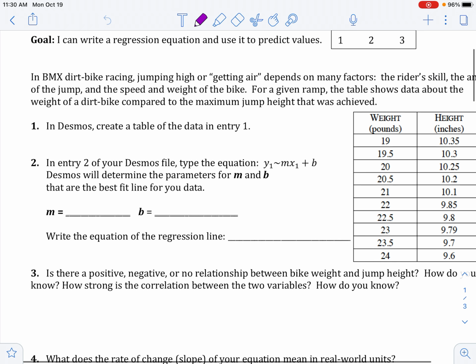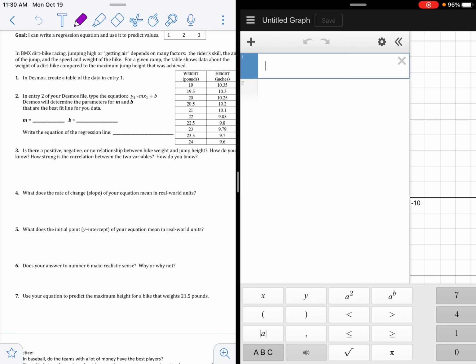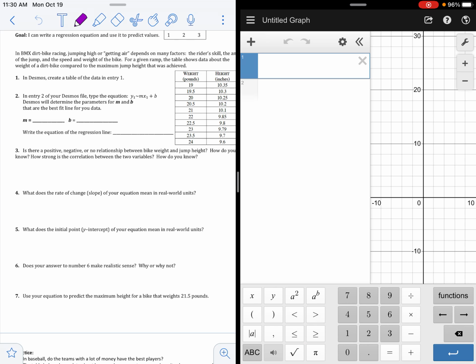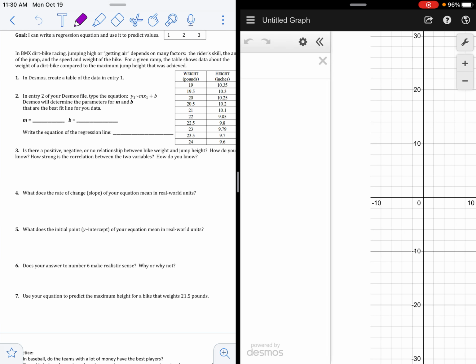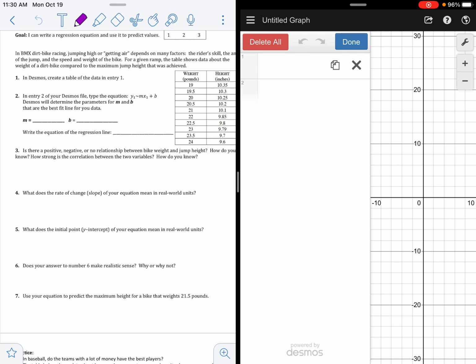The first thing says, number 1, in Desmos, create a table of the data in entry 1. So you're going to have to open up Desmos. I'm going to split screen with it over here so that we can see what I'm doing as I go. And it says create a table. So you're going to click in that box that's highlighted right now. It's easier to see this when I have a full screen, but hey, I just accidentally hit the wrong button.